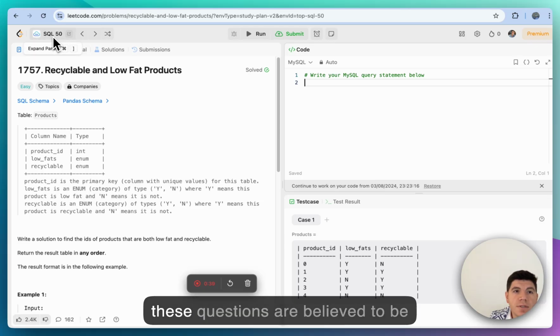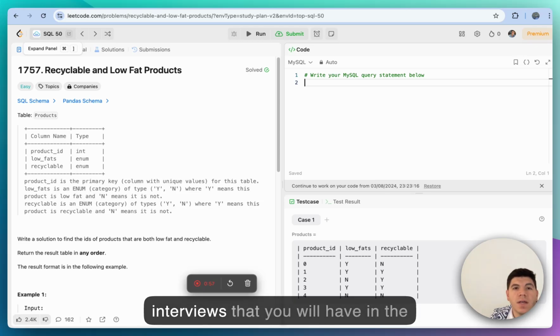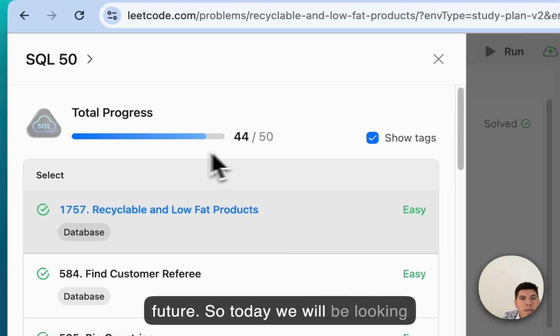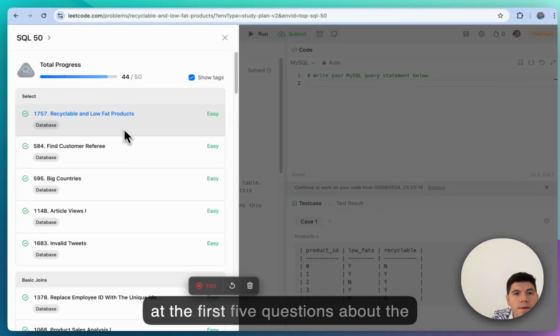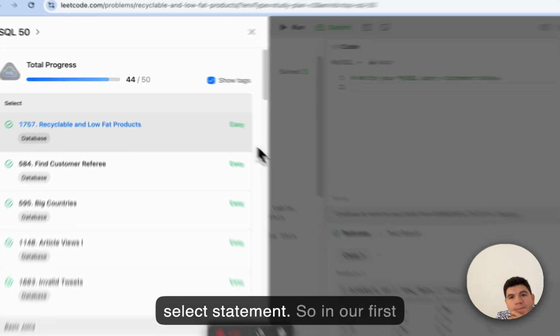These question sets are believed to be asked quite often in technical interviews by big companies. So there's a good chance that one of the questions could come up in one of the interviews you will have in the future. So today we'll be looking at the first 5 questions about the select statement.